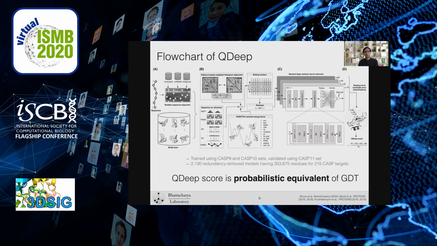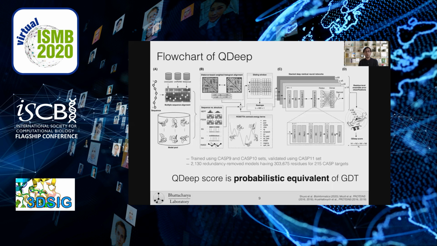Afterwards, the stacked deep residual neural network uses a sigmoidal activation function in order to predict the likelihood of a given residue of the model to be below the threshold. Acting together, the ensemble of 4 deep ResNets can be used to estimate the quality score analogous to what GDTTS does. Therefore, QDeep score is a probabilistic equivalent of GDT score.